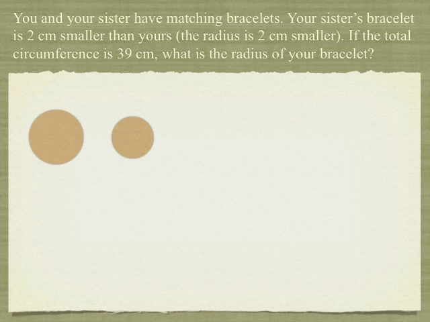Here's pictures, a big bracelet and a little bracelet. Mine has a radius of r. My sister's is r minus 2. Now it's talking about circumference. Circumference of a circle is 2 pi r. You can see that on your formula sheet. So for my bracelet, it's 2 times pi, which we'll approximate using 3.14, times r. For my sister's bracelet, again, it's 2 pi times her radius, which is r minus 2.